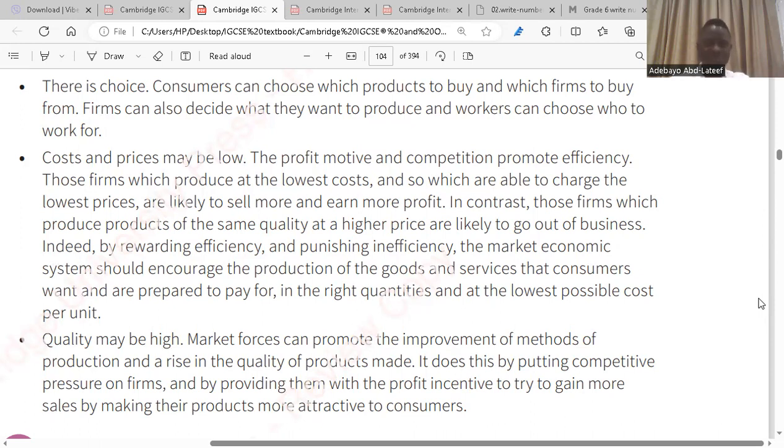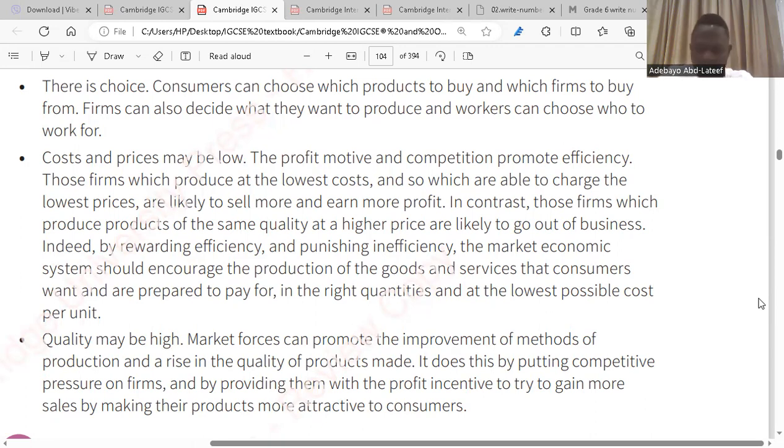Yes. So because there's competition, because they cannot increase prices, they have to find a way around it to reduce their cost so that they can also sell at a lower price. So all these things bring about efficiency. So they become efficient because they are able to reduce their cost and they are able to sell at a lower price.